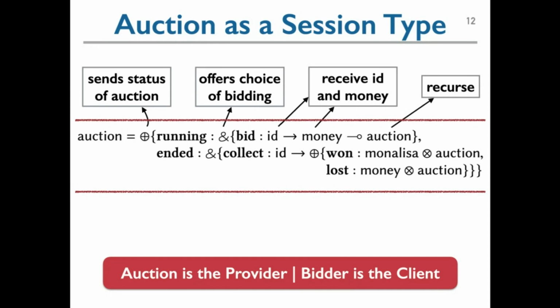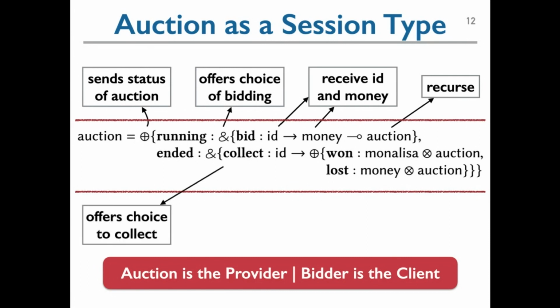One thing that you will notice is that ID is followed by an arrow, but money is followed by a lolly symbol. That's because ID is a functional quantity, so it can be duplicated or discarded. Money, on the other hand, is a linear quantity. So it cannot be duplicated or discarded, only exchanged between different parties or different bidders or different contracts. This is to indicate to the type checker that you had better treat money linearly. So that's the running phase.